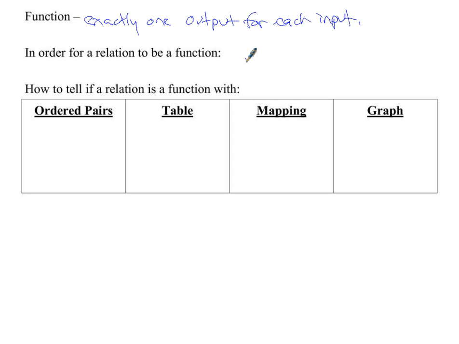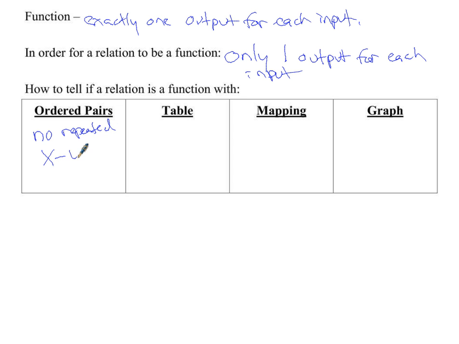In order for a relation to be a function, there can be only one output for each input. If it's not, then it's not a function. How do you tell a relation is a function with ordered pairs? No repeated x values.